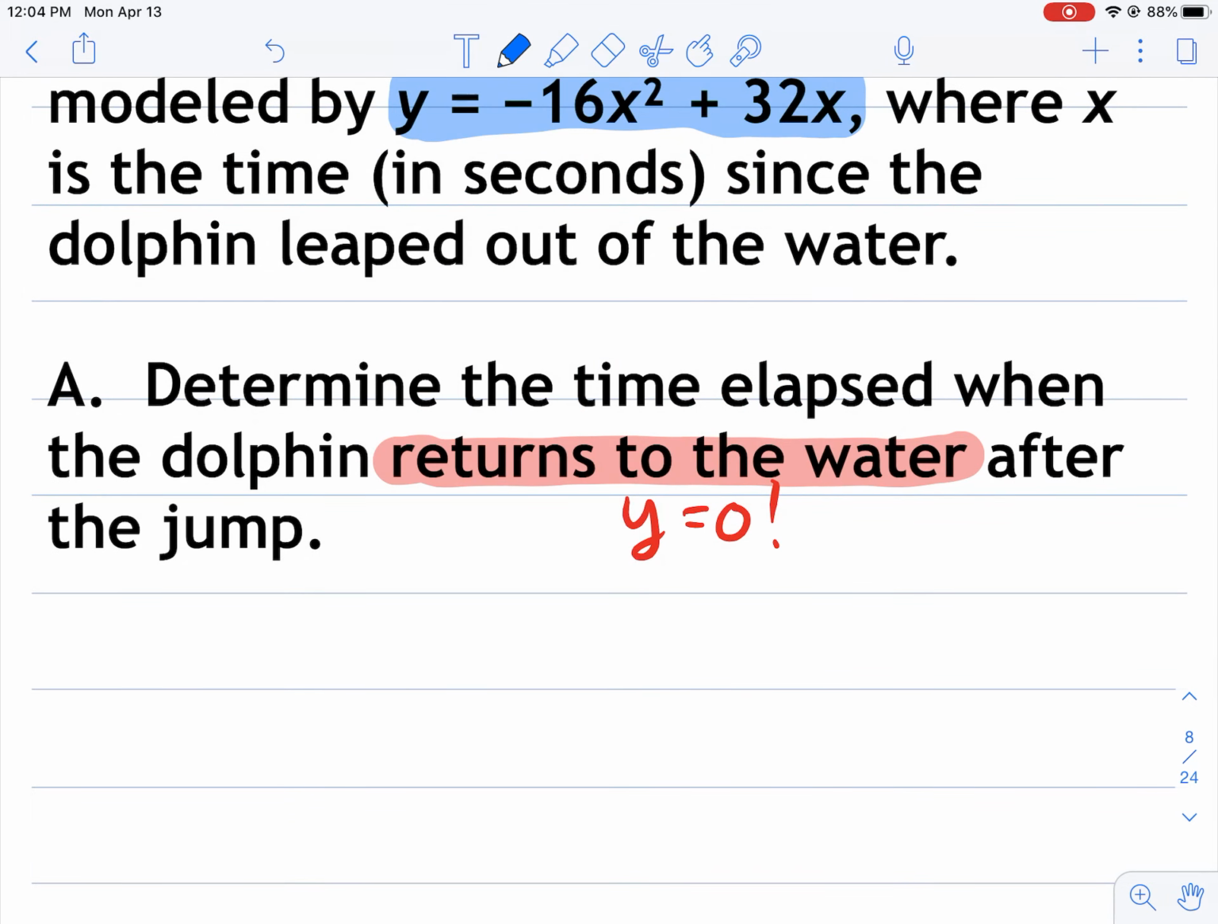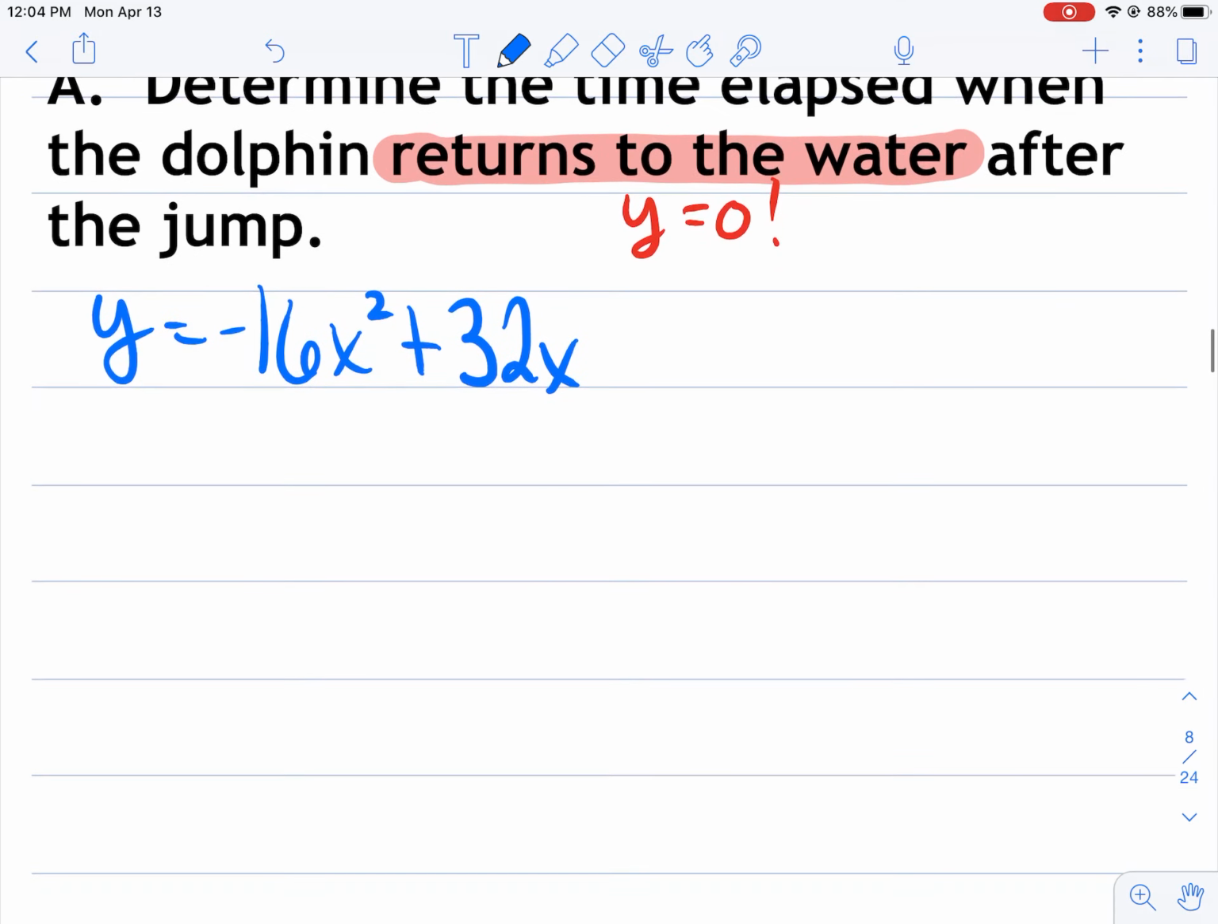Okay? So that's what I'm going to do down here. I'm going to start with my original equation. y equals negative 16x squared plus 32x. Okay? Replace y with 0. So 0 equals negative 16x squared plus 32x. And we're going to factor the expression on the right side.